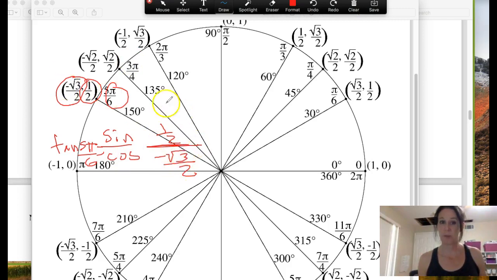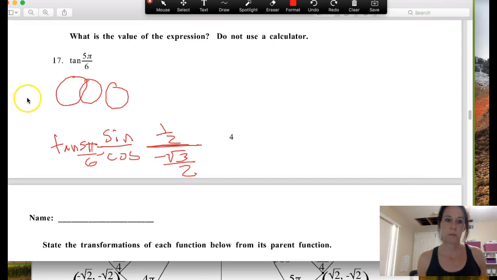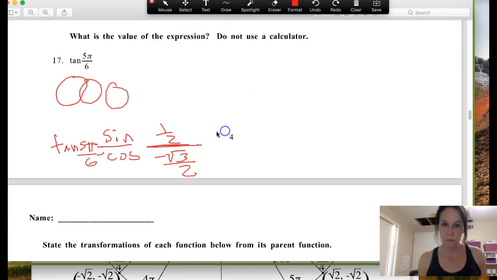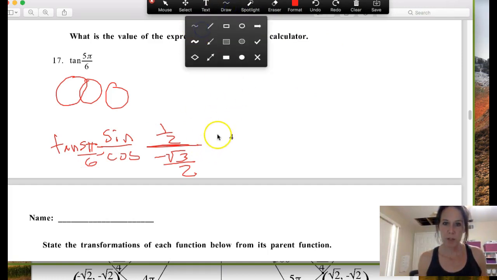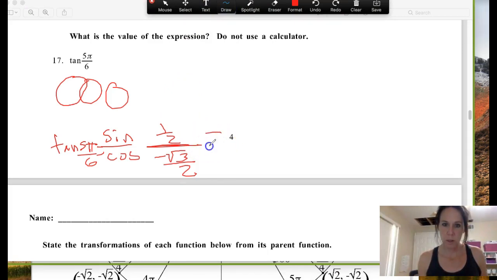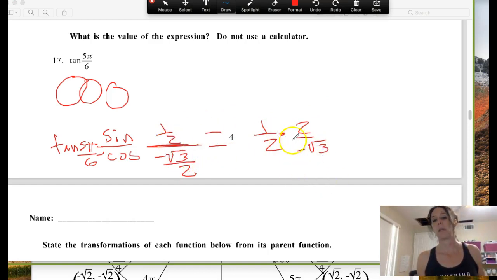It's negative square root of 3 over 2. Let's go back to 1/2 divided by negative square root of 3 over 2. And remember, keep flip change. Let me get my pen to work. Keep the first fraction, flip the second fraction, change the divide to multiply. So the 2's cancel out and you get 1 over negative square root of 3.